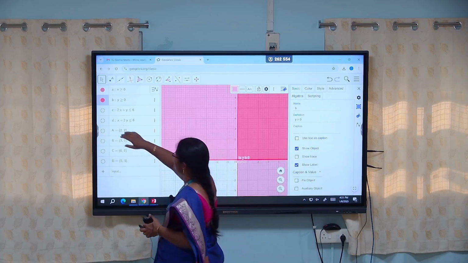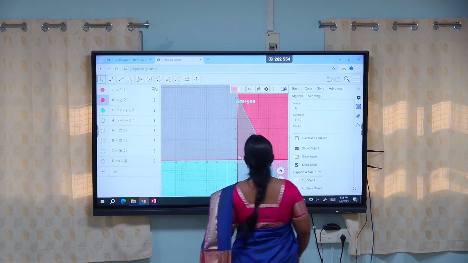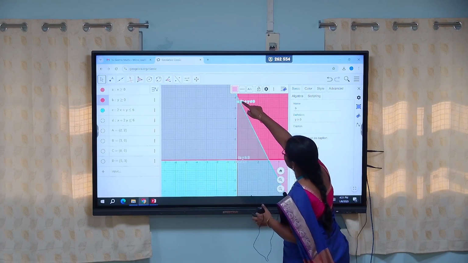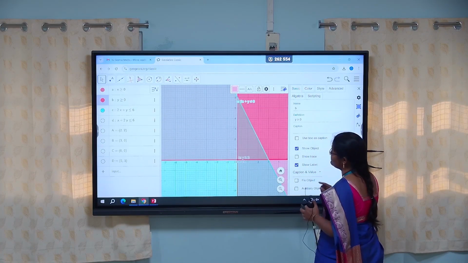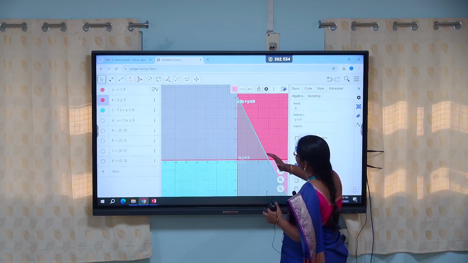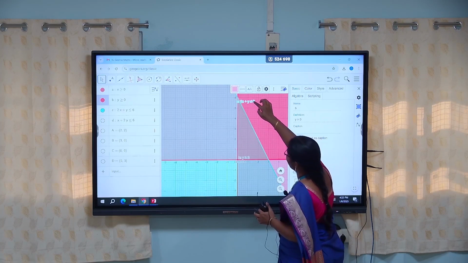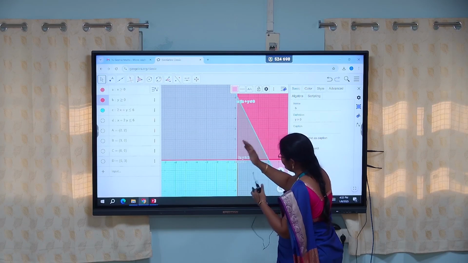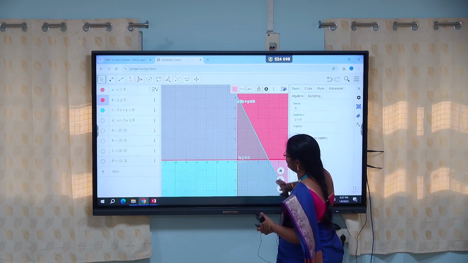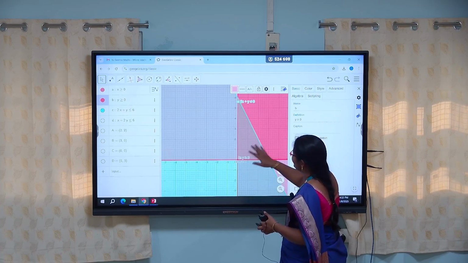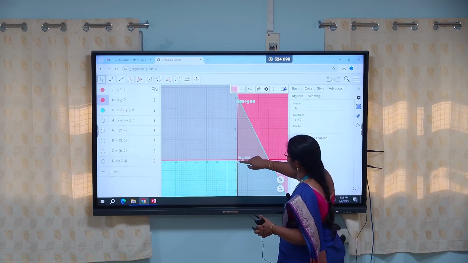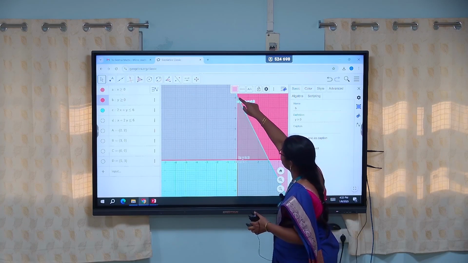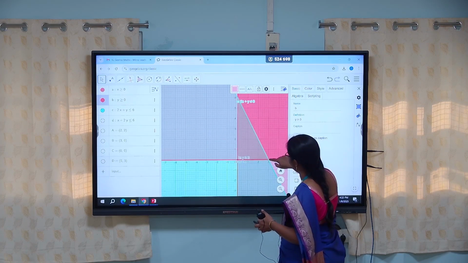And the third line is 2x + y less than or equal to 6. This is the line 2x + y less than or equal to 6, and the entire portion lies below this line. These 3 conditions give the feasible region, which is this entire triangle.